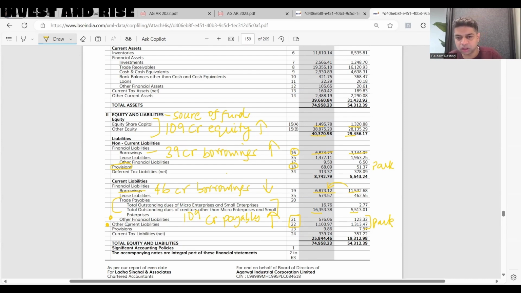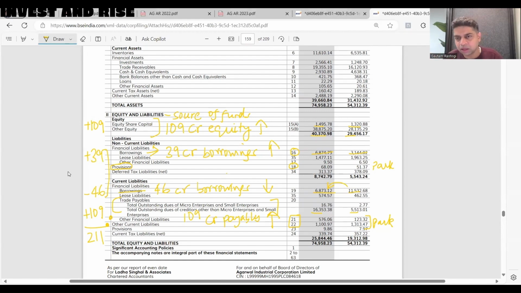If you just make a note of all these significant movements: one is plus 109, that's their own profits. They have increased their borrowing by 39 CR. Then the next big ticket item is they've reduced their borrowings overall. And then they have increased their payables, they have withheld cash. So totally, this is around 210, 211. 211 CR is the total source of funds.